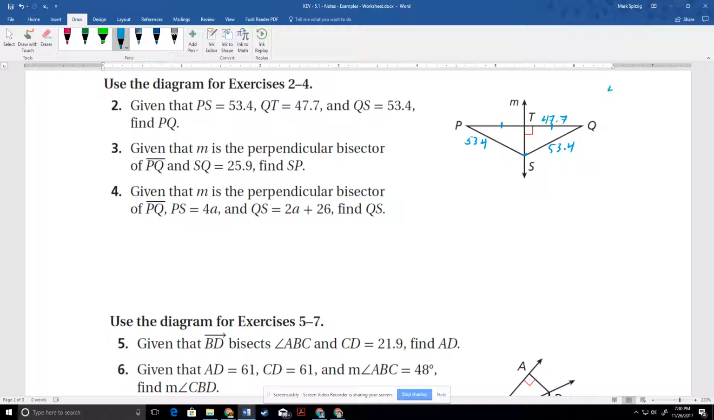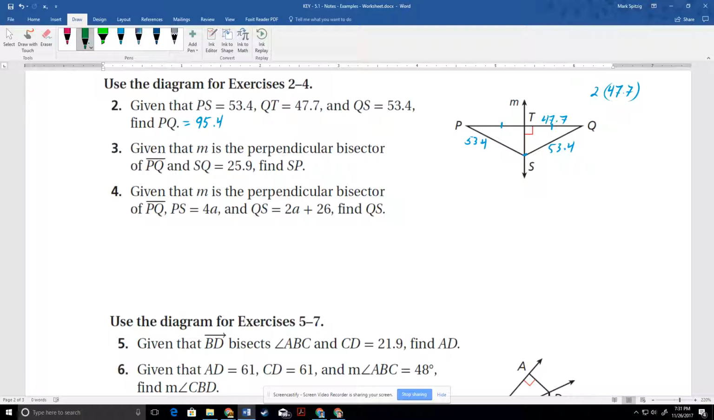It's just going to be 47.7 times 2, right? So that's 2 times that, so 95.4. Okay. Let's switch colors. I'll just do the same diagram.